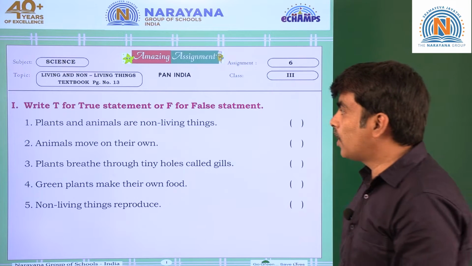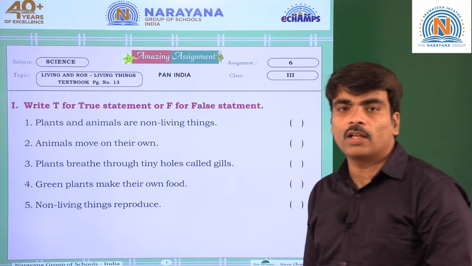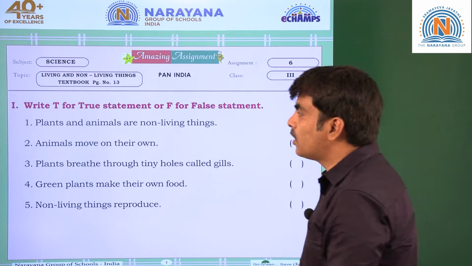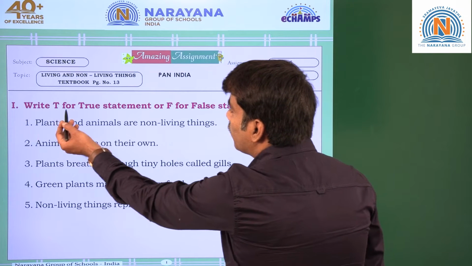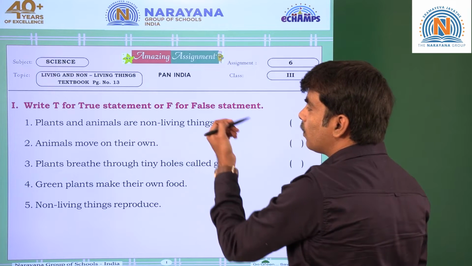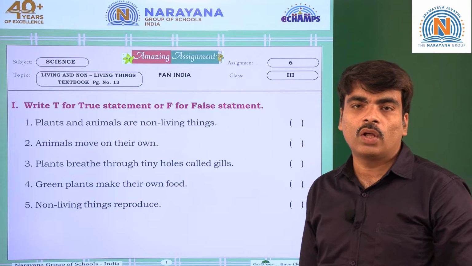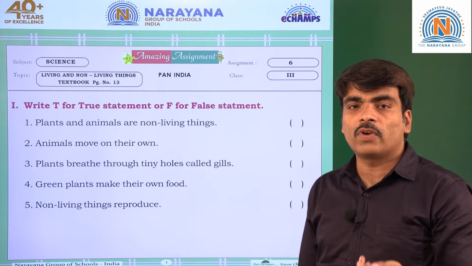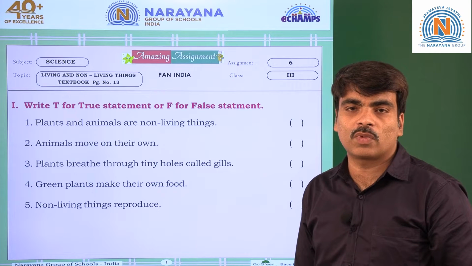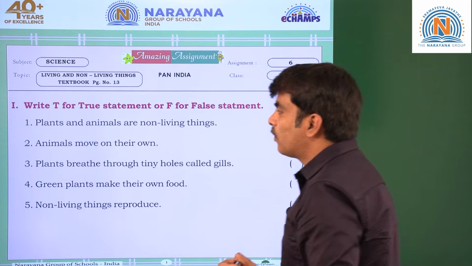Today our assignment is from the Living and Non-living Things textbook activity, which you can find on page number 13. Today our activity is to write T for a true statement or F for a false statement. A few statements are given, and we have to identify which is true and which is false. If it is a true statement, we will put letter T, and if it is a false statement, we will put F. Okay, we'll start with that.